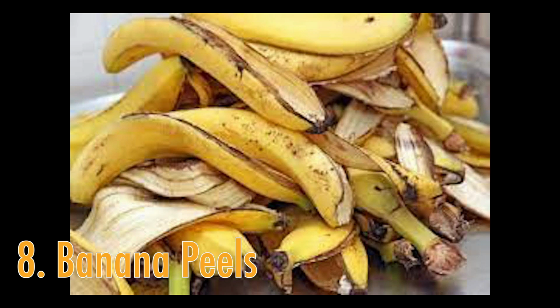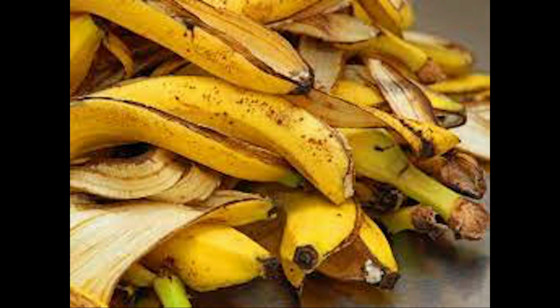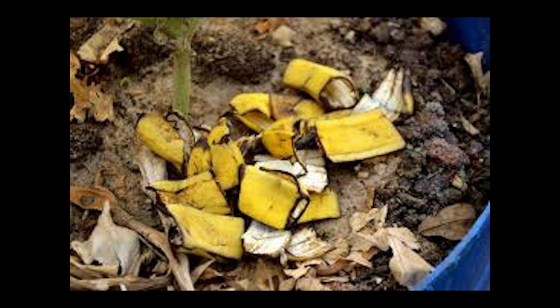Number 8. Banana peels. Banana peels can provide a great source of potassium for plants. Roses in particular are very fond of potassium. Burying a banana peel alongside a plant will allow for the peel to compost naturally and release the nutrients for the plant.